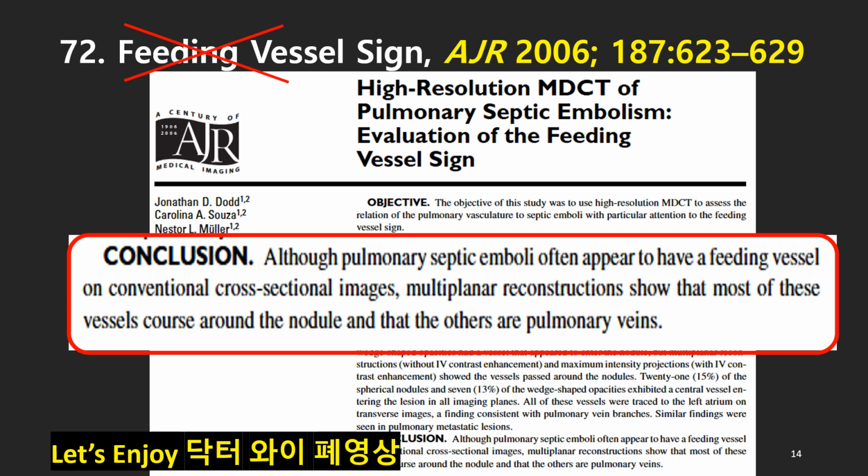Their conclusion was, although pulmonary septic emboli often appear to have a feeding vessel on conventional cross-sectional images, multi-planar reconstructions show that most of these vessels course around the nodule, not through the nodule, and that the others are pulmonary veins, not pulmonary arteries. Others are pulmonary veins. So it is not correct anymore, and it is also not useful anymore. Please forget the name of the feeding vessel sign.